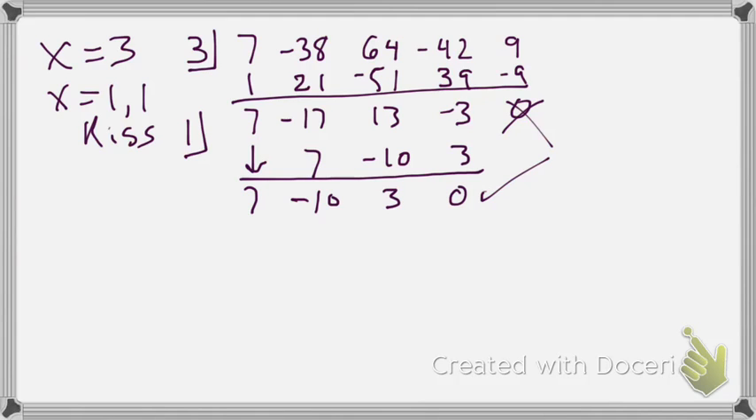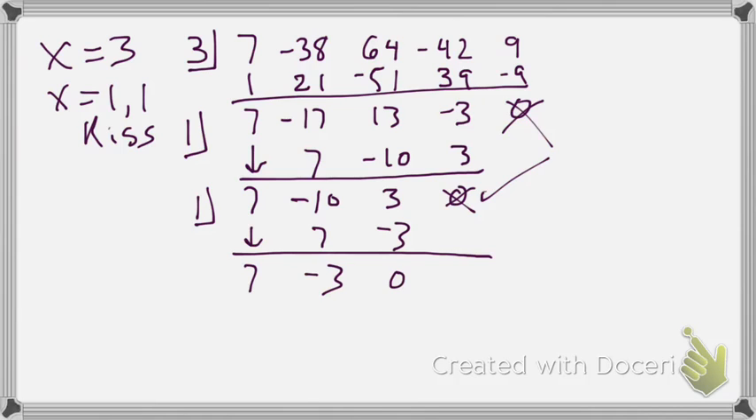That's great. Now I'm going to synthetic divide out a 1 once more. Remember, there were 2 1s because of the kiss. And I'm just going to use these coefficients. If I drop down the 7, I get 7. If I multiply, I get 7. If I add, I get negative 3. If I multiply, I get negative 3. If I add, I get 0.